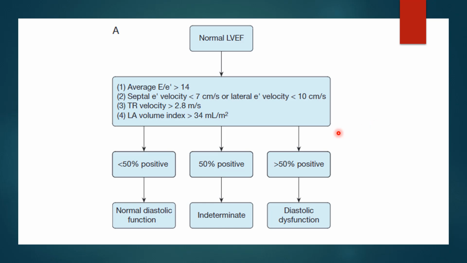Now, this is from the ASE guidelines. I will show you a little bit more simplified versions of this, but the ASE guidelines say an average E to E prime, which we'll talk about, and the septal E prime velocity, which I just talked about, less than 7. Now, 8 is what was thrown out by Dr.